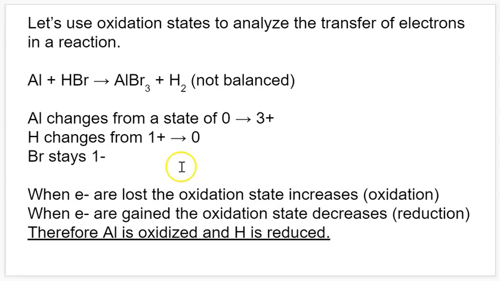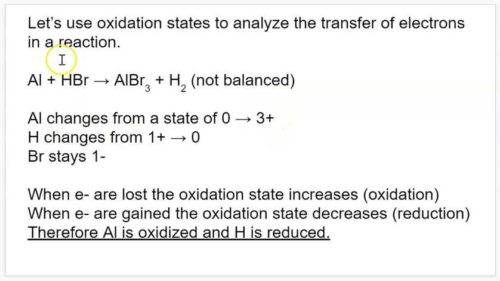So aluminum starts as pure metal aluminum, which based off of our rules is going to give us an oxidation state of 0. And then it becomes aluminum in a compound with bromide. And bromide is one of the halogens, which we know always have a -1 in a compound. So I have -1 times 3, which is 3-. And since this is a neutral compound overall, that means that the aluminum must be 3+. So my aluminum is changing from an oxidation state of 0 to an oxidation state of 3+.